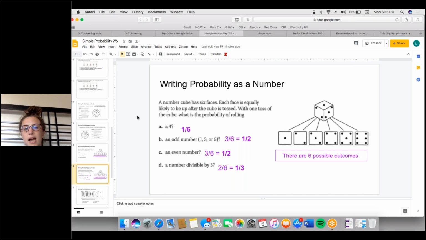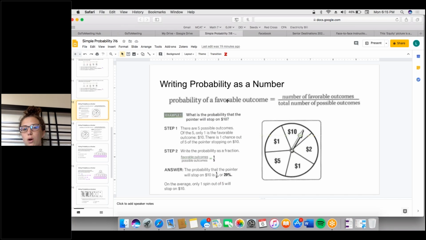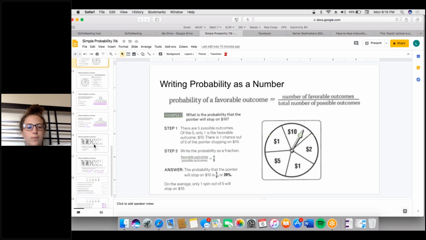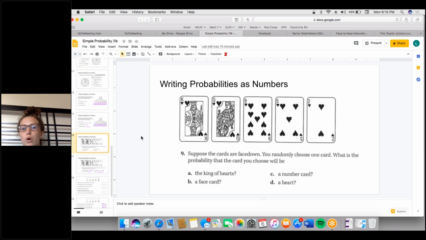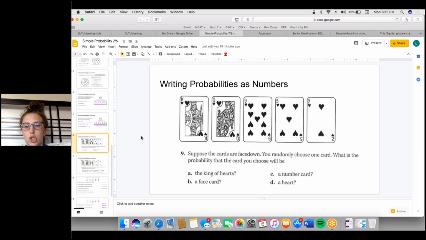So in all of these problems, I can express probability using the shortcut here, where a probability of a favorable outcome equals the number of favorable outcomes over the total number of possible outcomes. We're going to look at 2 more examples of ways this could show up. So we've seen it as a spinner, we've seen it as a cube, we can also see it as a deck of cards. In this problem, I have 5 cards, which off the bat tells me I have 5 possible outcomes. There are 5 different cards I could draw.